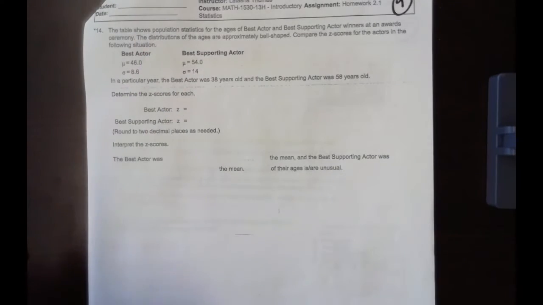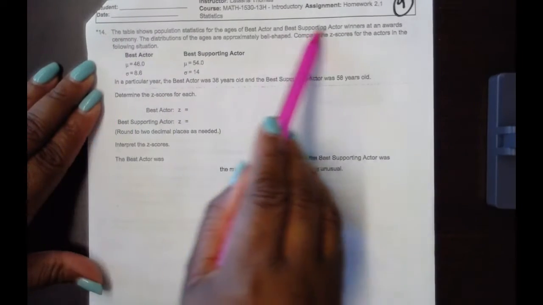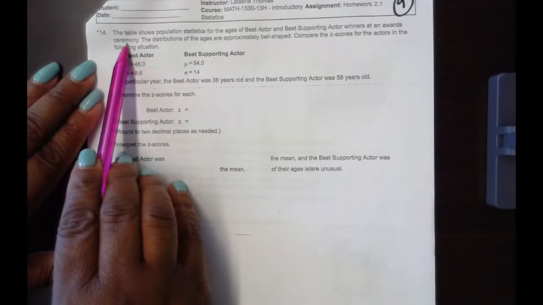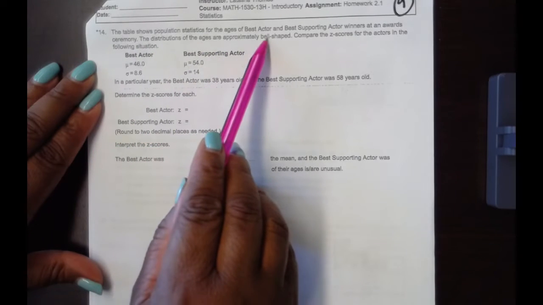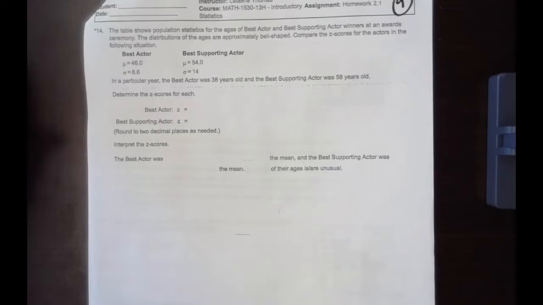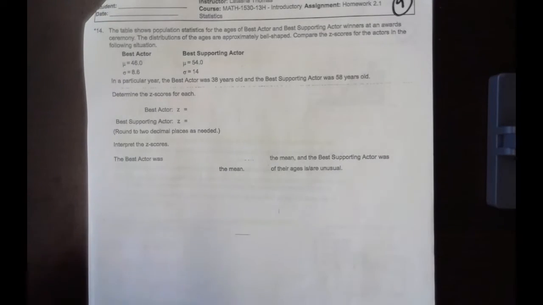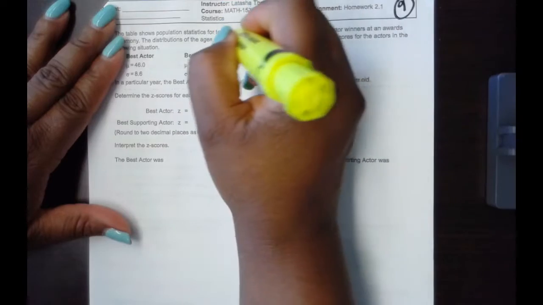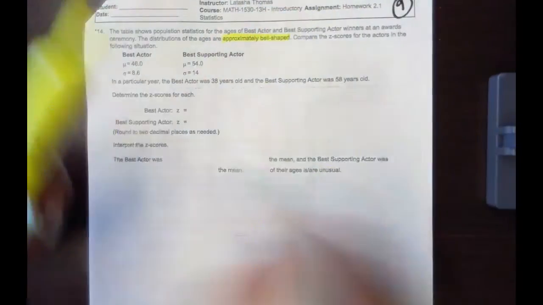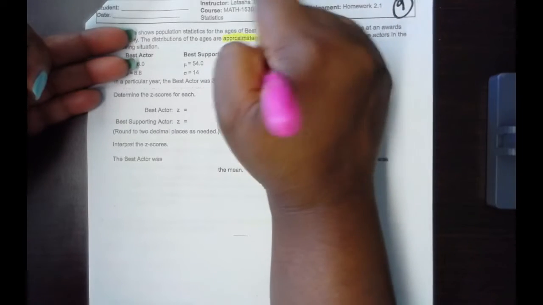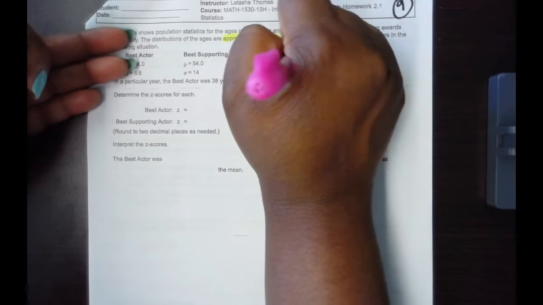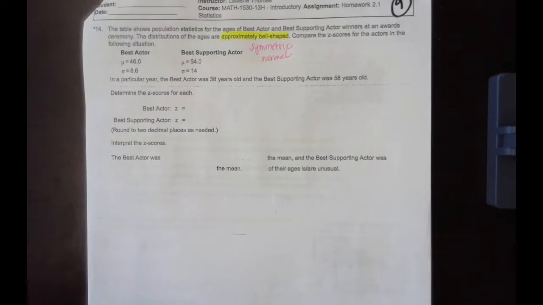Now, a couple things. This first statement just tells us about the problem. This is the context, what they're talking about. But this second statement, the distribution of the ages are approximately bell-shaped. We call that symmetric or normal distribution. So approximately bell-shaped, that's symmetric. You may also hear normal. That just tells us that it takes on the shape of a symmetric type of distribution.